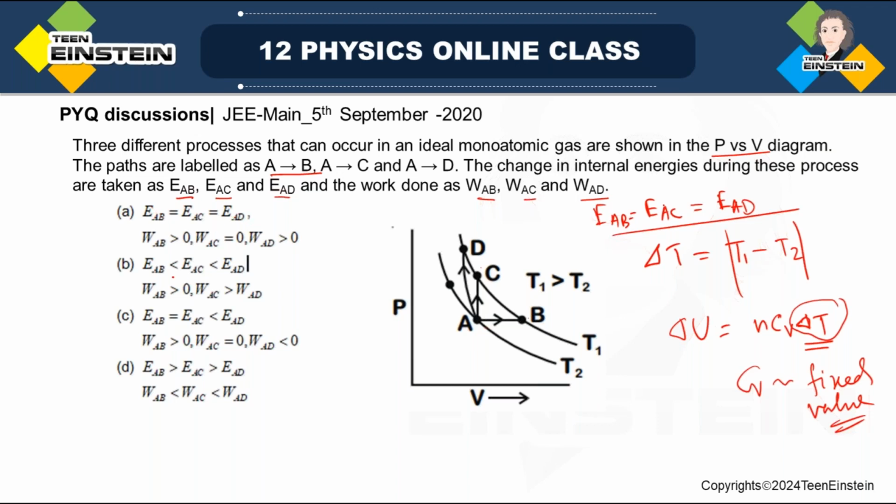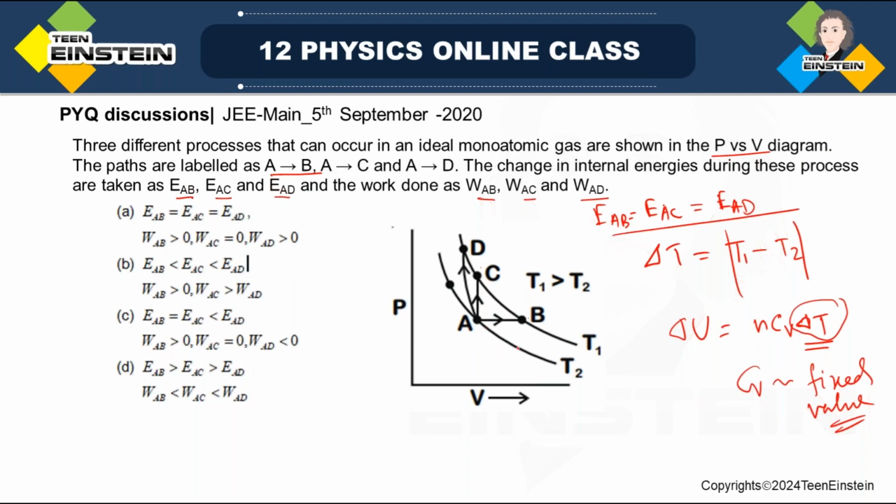Let me check with the other options. See, these actually give different energies for different processes, which is not true. So the first option is likely to be the answer, but we have to check with the work done also.